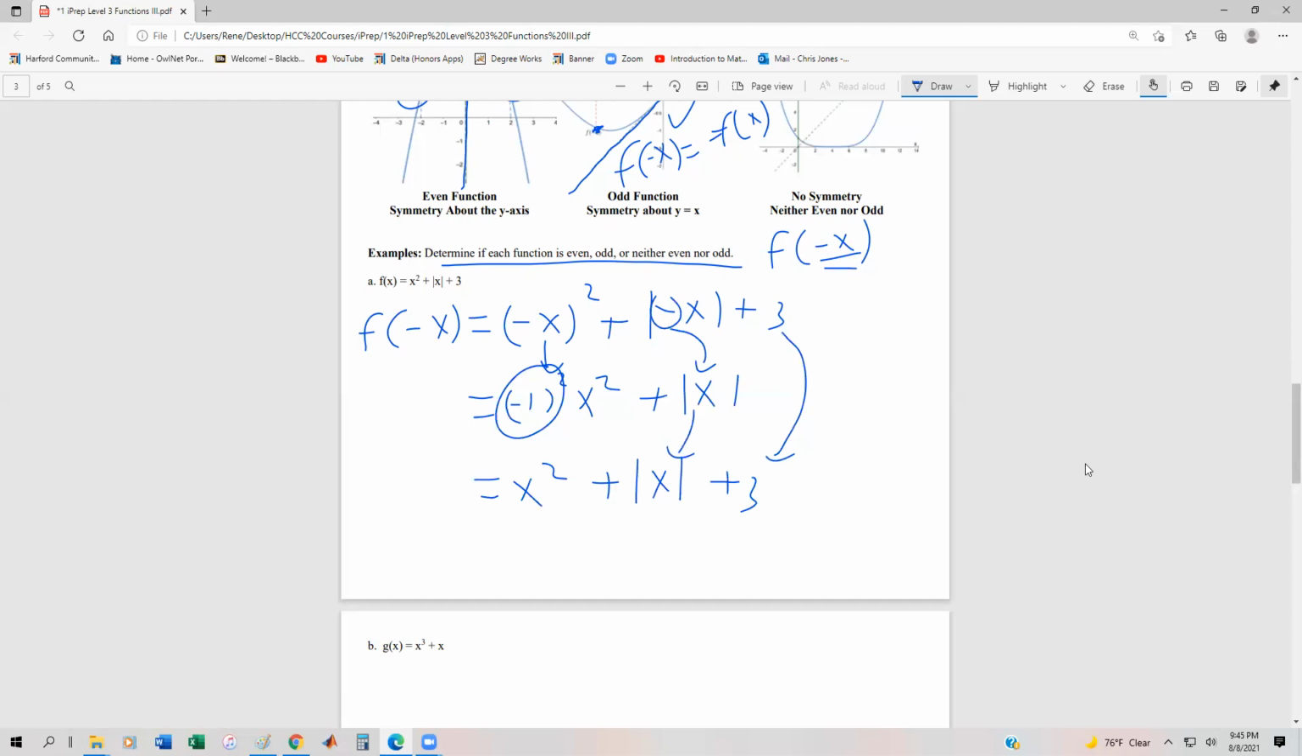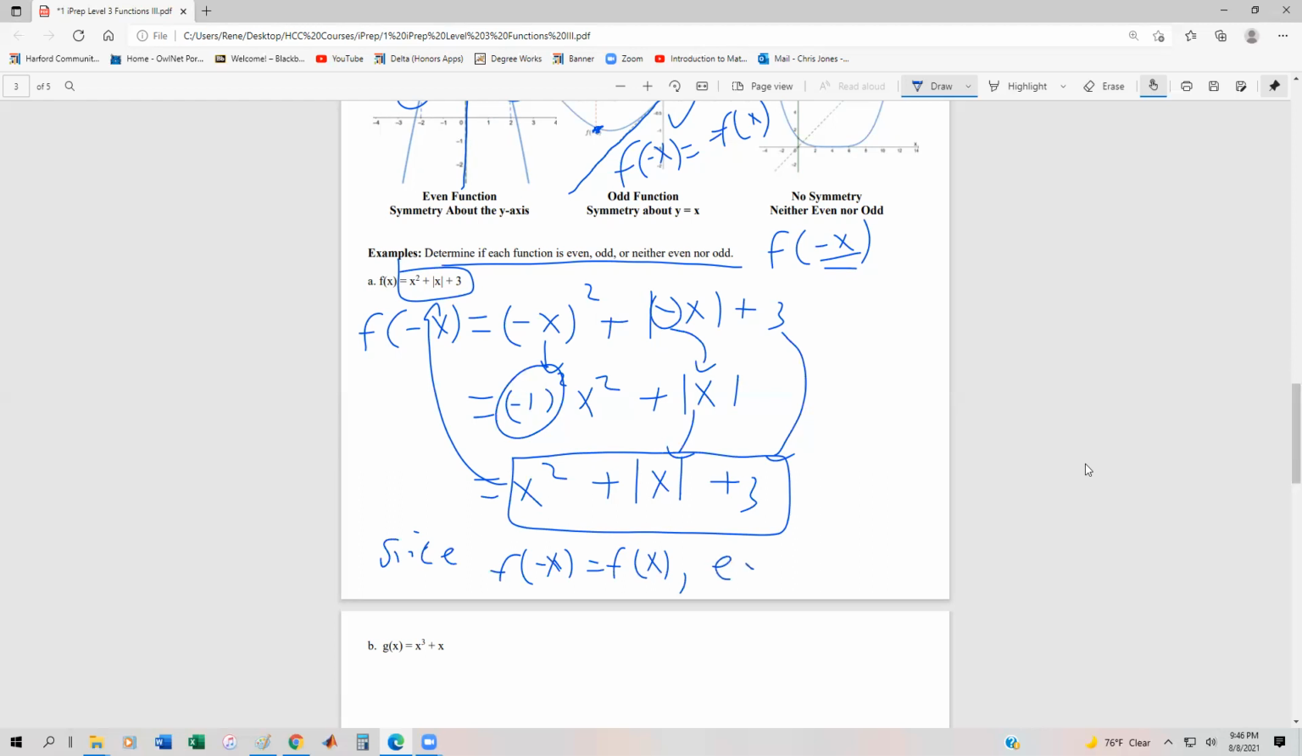All right, so notice that when we simplify it, it is the exact same thing as the original function. And since f at minus x equals f at x, the original function, we can say that this is an even function. Right? And that's what we're looking for. We're looking to determine whether it's even, odd, or neither even nor odd.